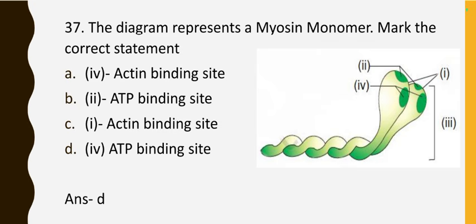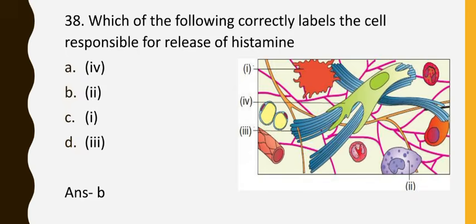Mark the correct statement. Here the correct statement is ATP binding site. The fourth labeling in the given figure is ATP binding site. Which of the following correctly labels the cell responsible for the release of histamine? So the release of histamine is by mast cell, and here it is labeled as 2, option B.